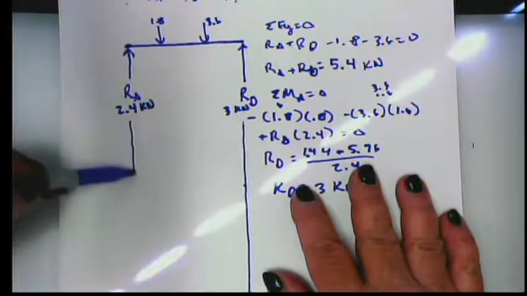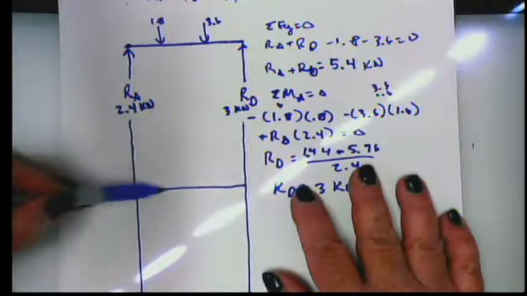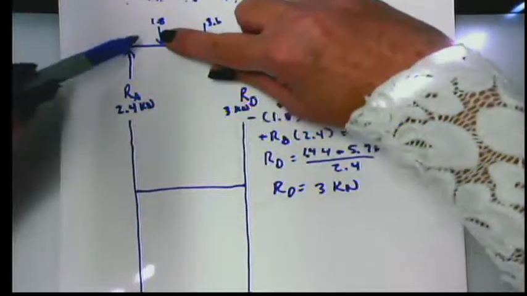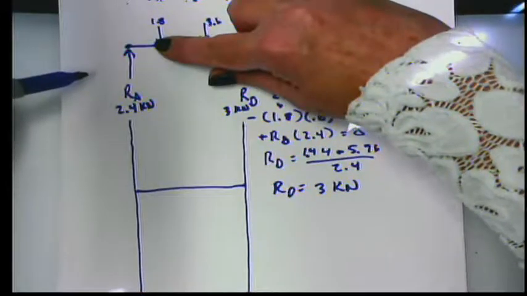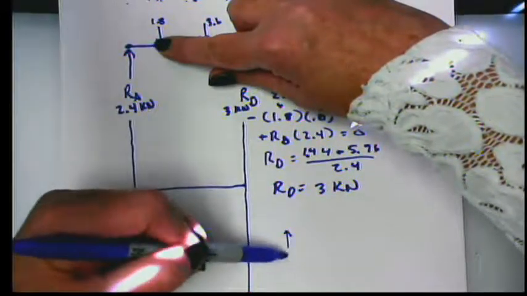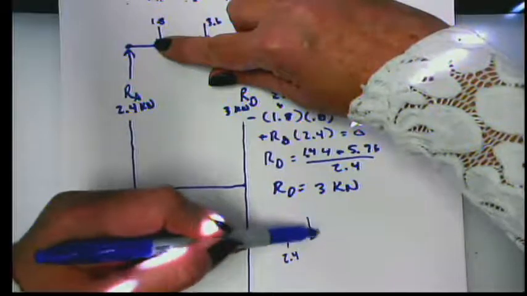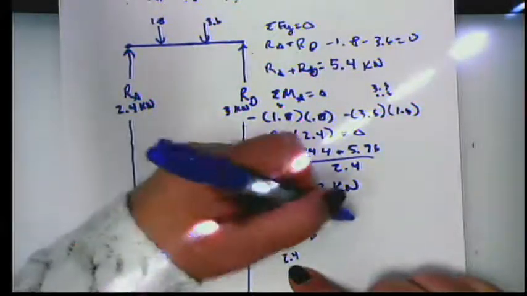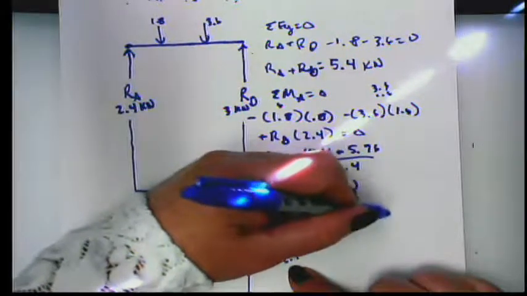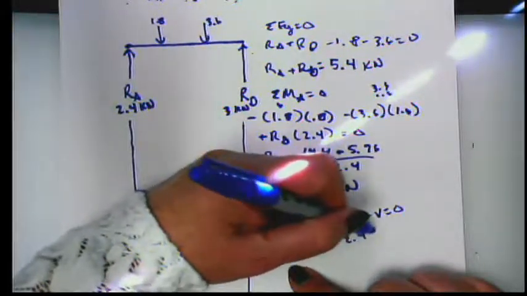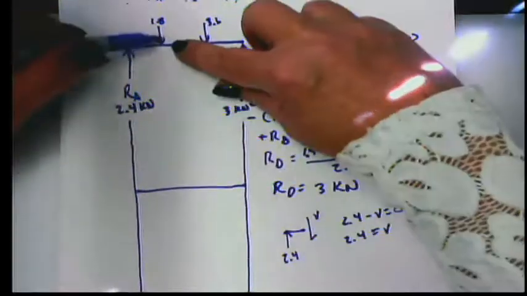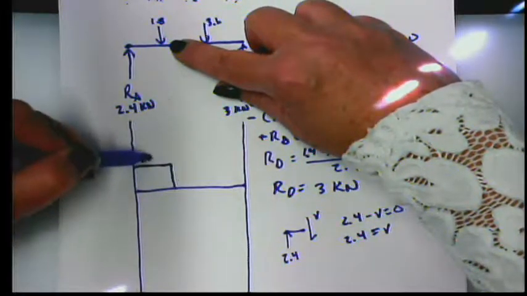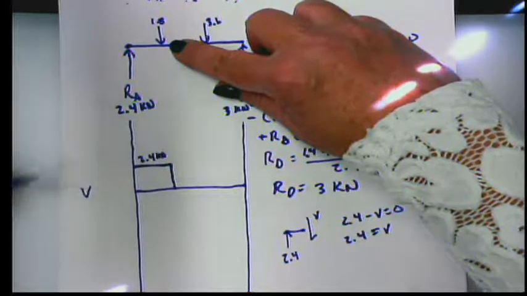So every time that there's a discontinuity or an application of load, I'm going to have something different going on. And the way I like to view that is by a cutaway. So from here to here, I have 2.4 kilonewtons pushing up, V pushing down. So my equation is 2.4 kilonewtons minus V equals 0, or 2.4 kilonewtons equals V. That means from here to here, I have positive 2.4 kilonewtons on my V diagram.